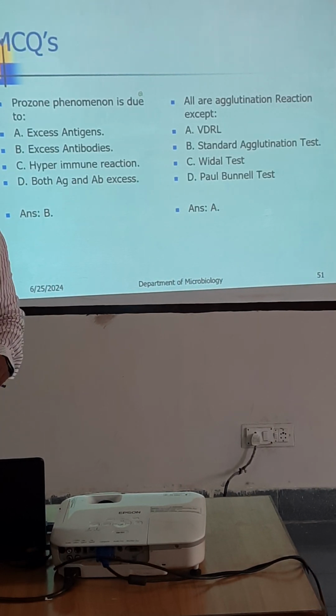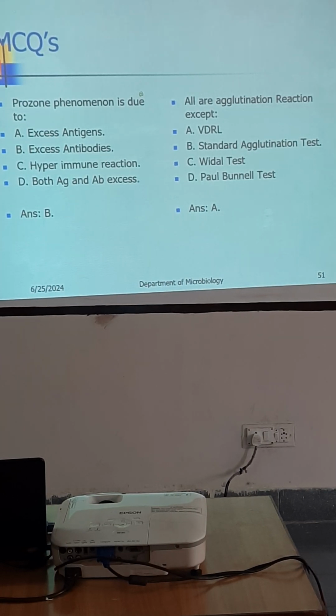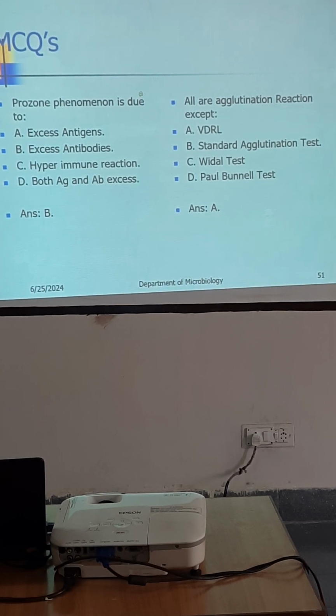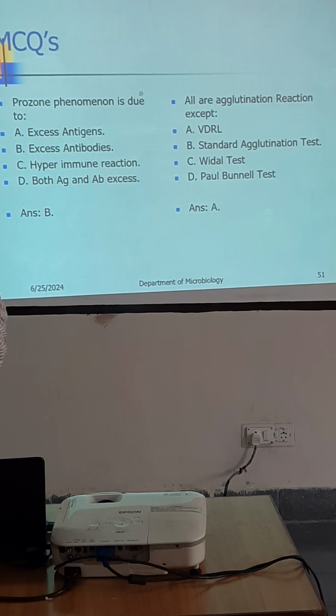Okay, MCQs. Prozone phenomenon is because of: excessive antigen, excessive antibody, hyperimmune reactions, or both antigen and antibody excess. The answer is B, excess of antibodies. Another MCQ: all are agglutination reactions except: Vidal, standard agglutination test, VDRL, and Paul-Bunnell test. Which is not an agglutination test? Paul-Bunnell is an agglutination test. Standard tube agglutination test is there. Vidal is also an agglutination test, but VDRL is a precipitation test. So the answer is A, VDRL, which is a precipitation test.